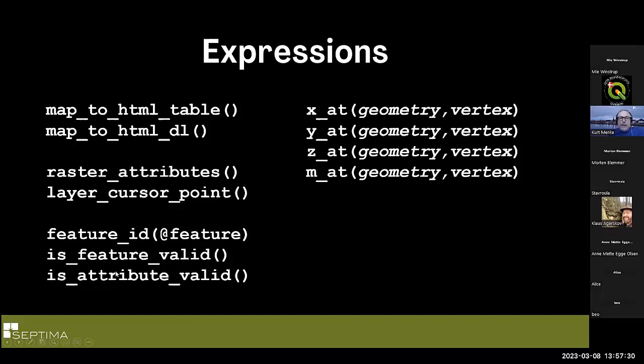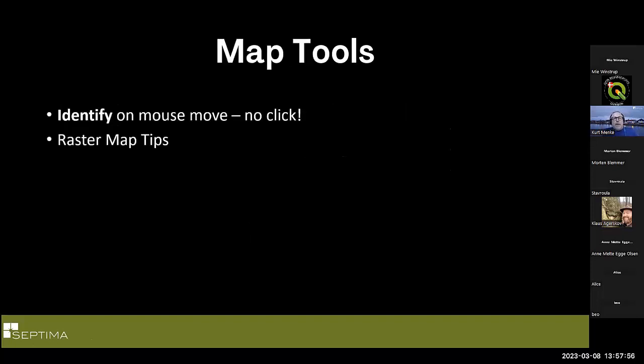There's is feature valid, is attribute valid. So if there have been constraints entered against those and they're violated, that would return that. And then these variables for X, Y, Z, and M for returning that geometry at a specific vertex. So very specific expressions. Moving into map tools, there's a couple really nice new features.